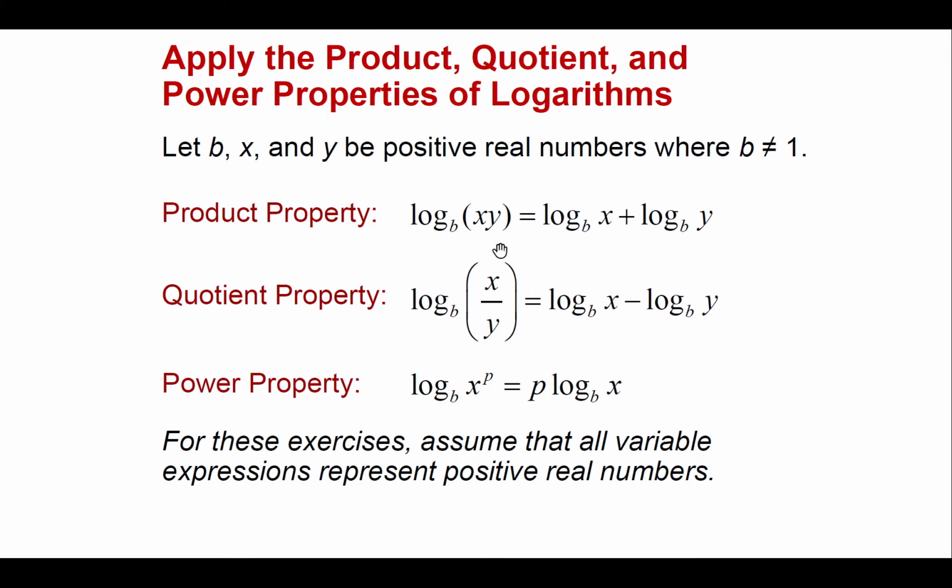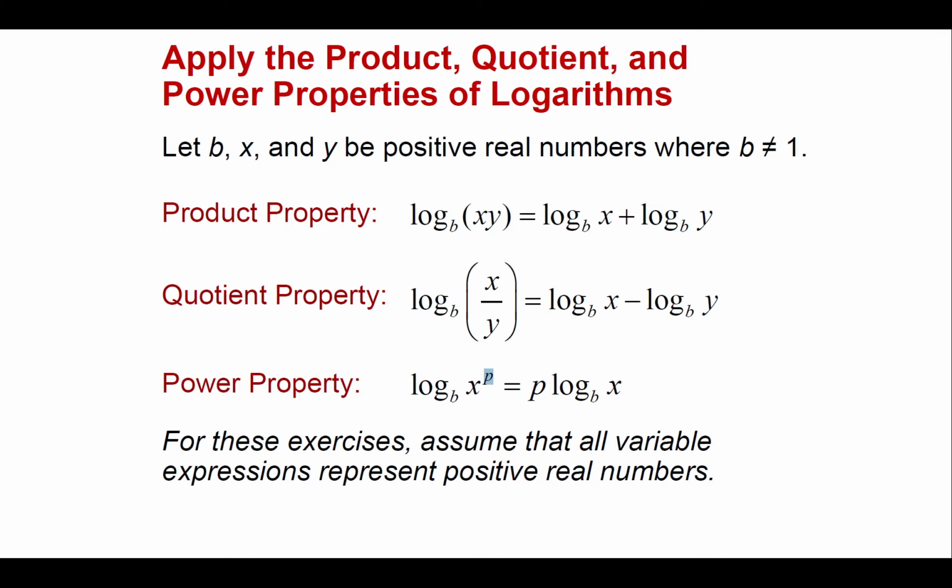The second one is called the quotient property. If you have to apply the log function to x divided by y, then we can expand this as log base b of x minus log base b of y. And then the final property here is the power property. So if you want to find log base b of x to the power p, then we can bring this p in front of the log function. So it would be p times log base b of x.